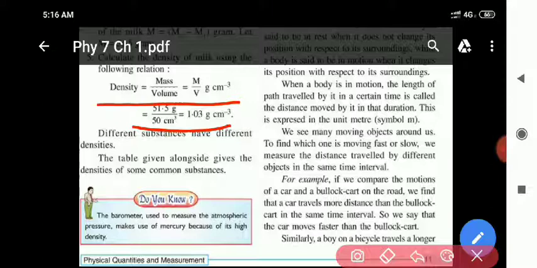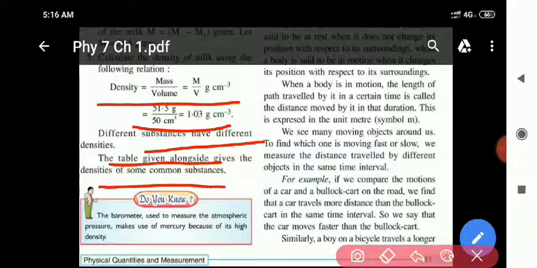So different substances have different densities. A table is given to give us some common substances. Densities of some common substances are given. Barometer, used to measure the atmospheric pressure, makes use of mercury because of its high density. As mercury has high density, we use a barometer having mercury within it to measure the atmospheric pressure.